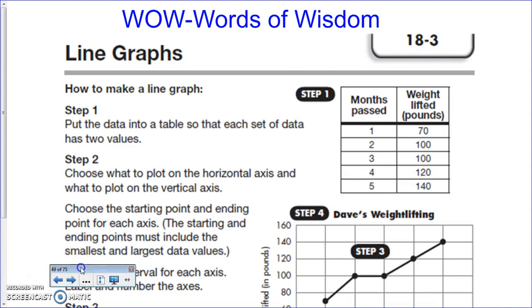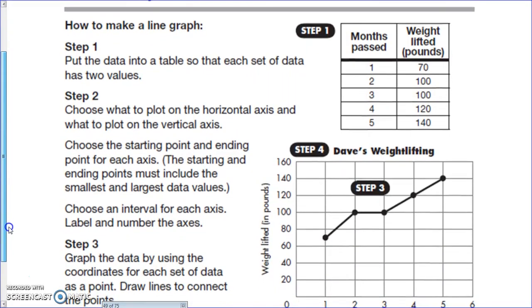How to make a line graph. Step 1. Put the data into a table so that each set of data has two values. So step 1 over on the right, we have months passed and the weight lifted. Step 2, choose what to plot on the horizontal axis, that's going across from left to right, and what to plot on the vertical axis, going up and down.